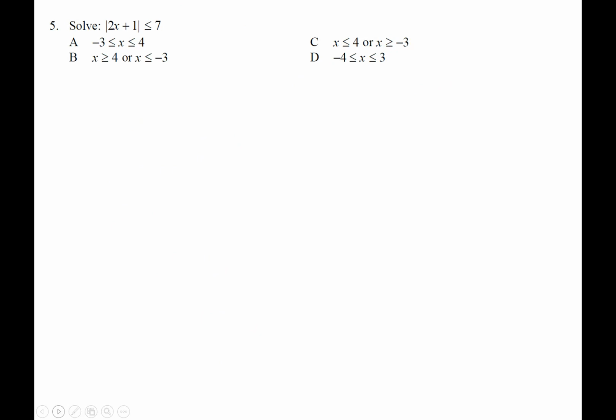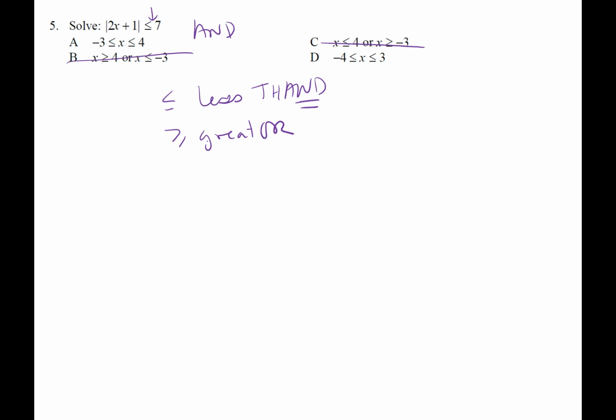All right, we need to solve. So remember, when it's like this, it's a less than, which means and. And when it's like this, it's a greater than, which means or. So in this case, we have a less than, we're looking for an and. So the 2 answers that are ands are A and D, so C and B are actually out as choices. So remember, this is where we split it into a positive expression and a negative expression.